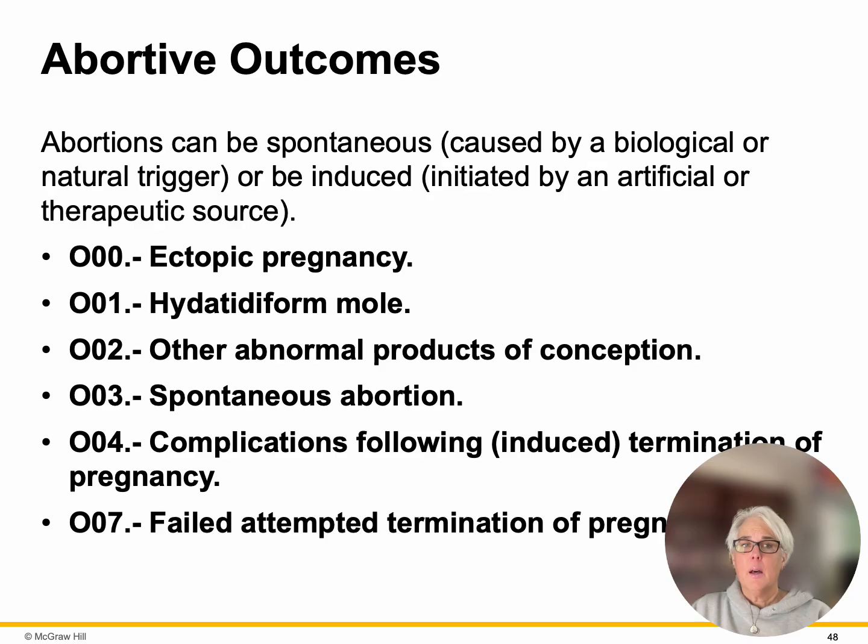So with abortive outcomes, these can include ectopic pregnancies, molar pregnancies, and other abnormal products of conception, spontaneous abortions or miscarriages, complications of induced terminations, and failed attempted terminations all pertain to abortive outcomes. But the documentation that I'm looking at has to tell me which type occurred, whether there are complications like retained products of conception, hemorrhage, or infection. I always want to read those notes very, very carefully because, again, the wording changes the code.